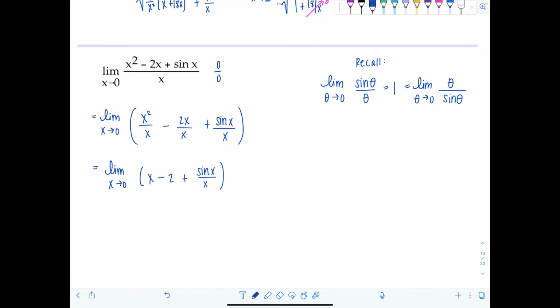Oh, okay, so look. x is going to 0, so this is going to 0. Negative 2 is a constant. And sine x over x is going where? To 1. Yes, fabulous. So what am I left with? I have 0 minus 2 plus 1, which is negative 1. Beautiful. I love it. Did you love it? Okay, I'm so glad.